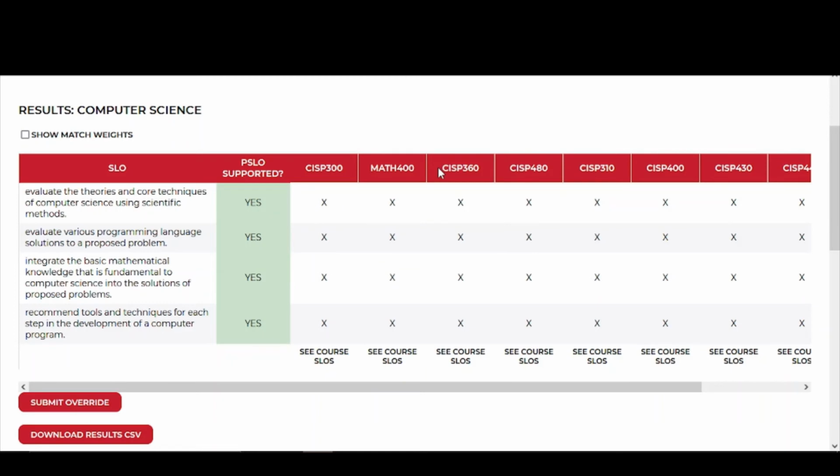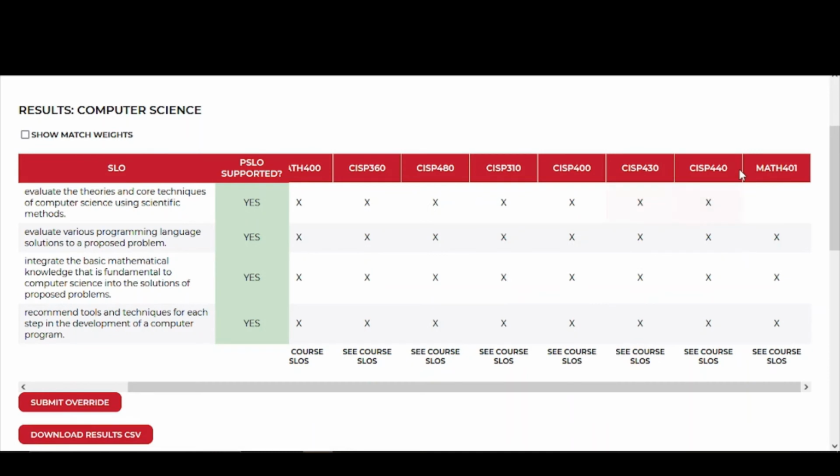I'm looking at my notes here. So yeah, another feature that this program has is what's known as overrides. As we all know, it's never a good idea to make everything depend on the robots. So we wouldn't want our entire curriculum just dictated by, say for example, evaluate the theories and core techniques of computer science using the scientific methods.